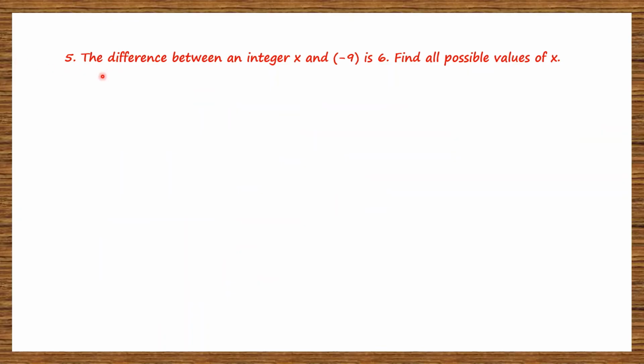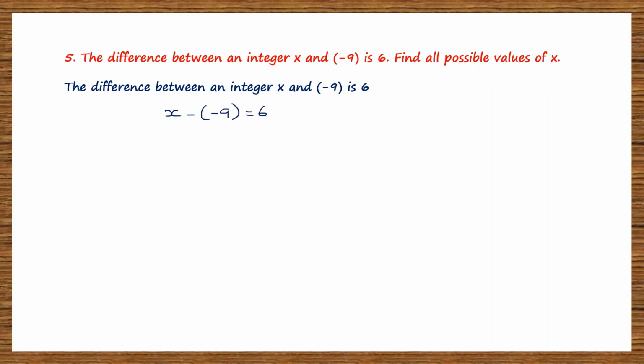Question 5. The difference, again we are talking about difference, so we have to be careful. The difference between an integer x and minus 9 is 6. Again, find all possible values of x. So if it is difference, you will find different values for x. So let's begin. The difference between an integer x and minus 9 is given to us as 6. So that is, you take an integer x and you subtract minus 9 from it, your answer is 6.